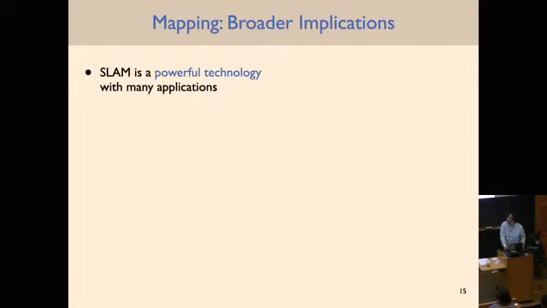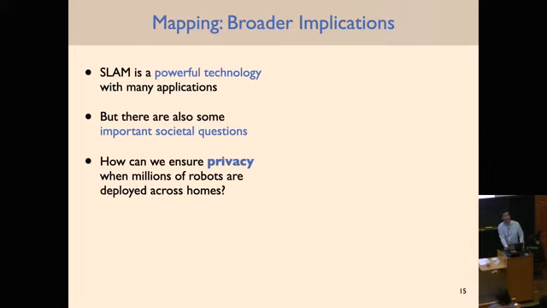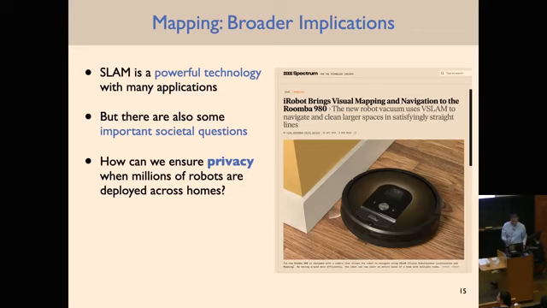I think the interesting thing here has to do with privacy. SLAM, like mapping and localization, is obviously a really powerful technology with lots and lots of different applications: self-driving cars, drones, and so on. But I think there's an important question about privacy. What happens if you have millions of robots deployed across many different homes? You might think this is far-fetched. Are we really going to have millions of robots across people's homes doing SLAM? Turns out we already do, and we have had them for a long time.